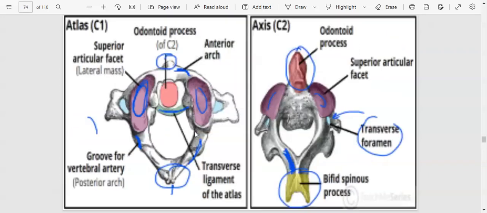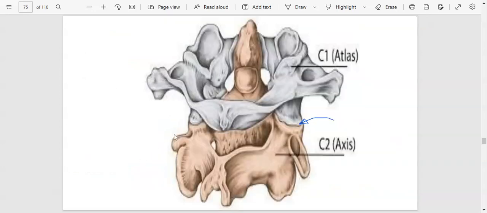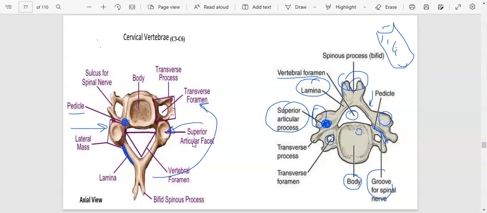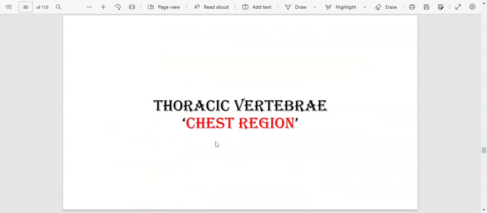So if you consider just here, you can see C1 and C2. C1 doesn't even have that process really. It's so short down here. So that is why we are saying in general these are going to lack a transverse process. But of course some of them do have one, but generally they lack a transverse process.